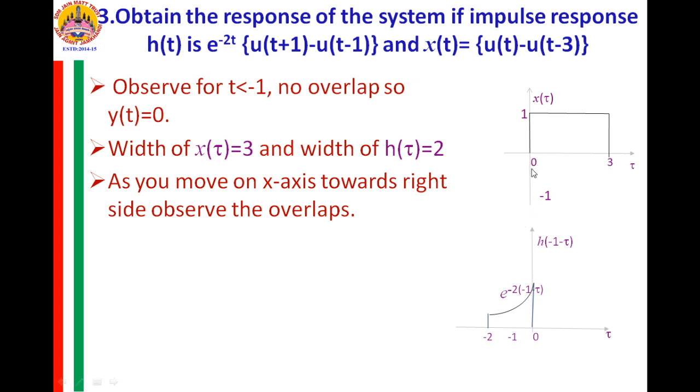Now we observe here that the width of this is 3 and this is 2. As we move on the x-axis towards the right side now, for t which is greater than minus 1, what is the observation? Now we have started from t is equal to minus 1 here.